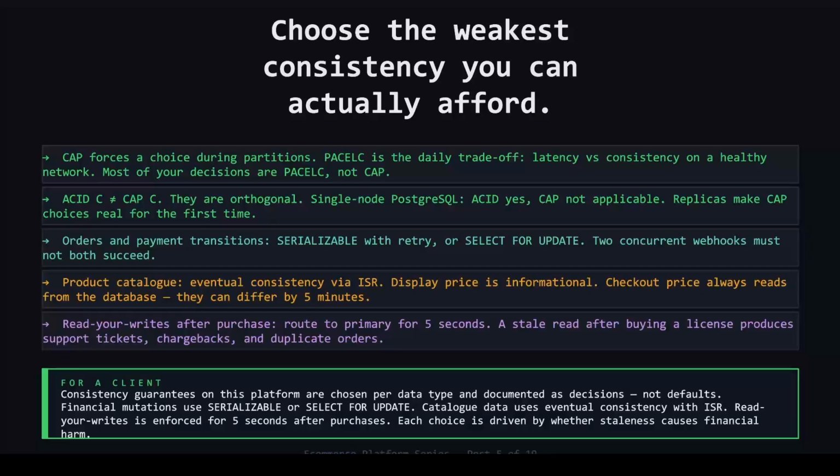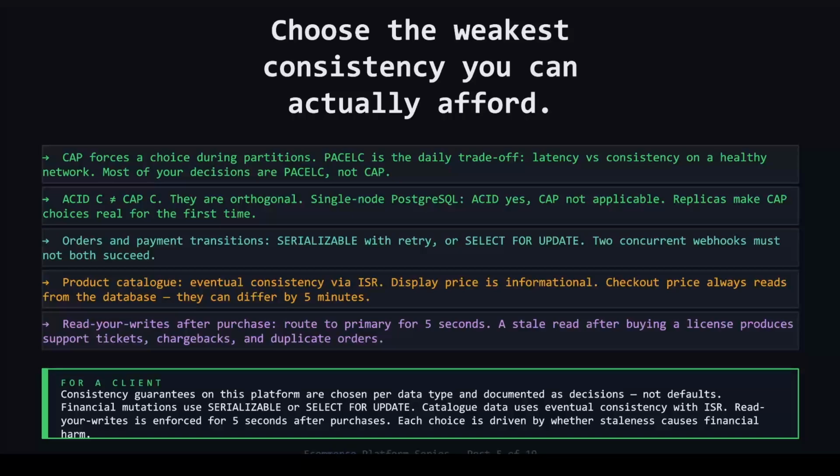Bringing it all together, right? Choose the weakest consistency you can actually afford. CAP forces a choice during partitions. PACELC is the daily trade-off: latency versus consistency on a healthy network. Most of your decisions are PACELC, not CAP. ACID C is not the same as CAP C. Single node Postgres: ACID yes, CAP not applicable. Replicas make CAP choices real for the first time.